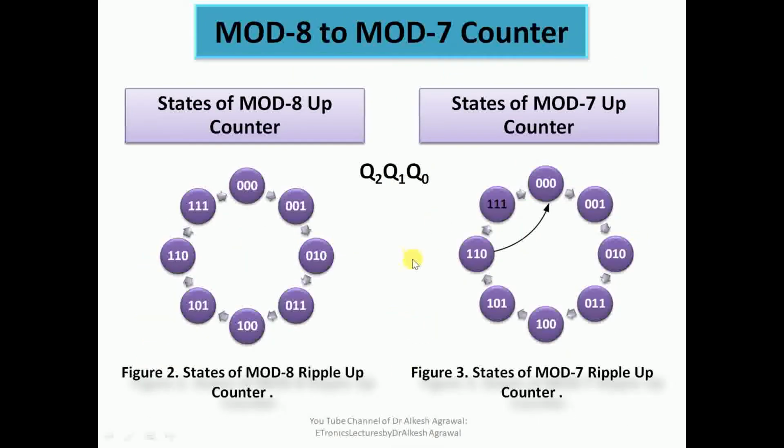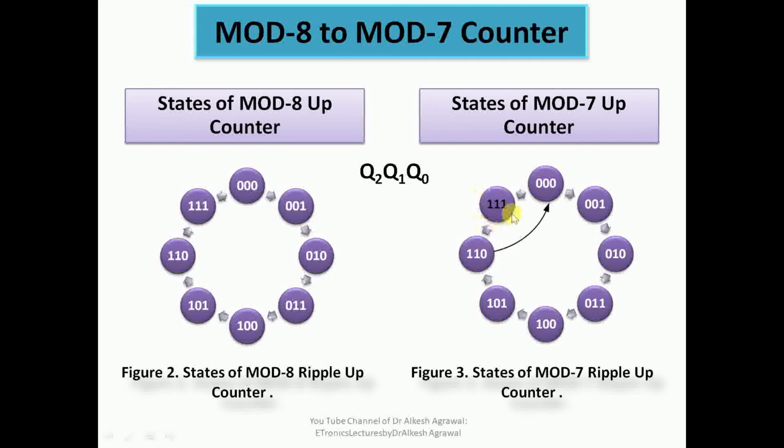Now the important thing is how we can convert the mod 8 ripple counter into different mod valued counters. So here we can see, suppose we want to convert mod 8 counter to mod 7 counter. What is the basic idea or principle behind this? The counter will traverse from 000 to 001, 010, 011, 100, 101 and 110. The moment the counter reaches 110, it has to directly go to 000.